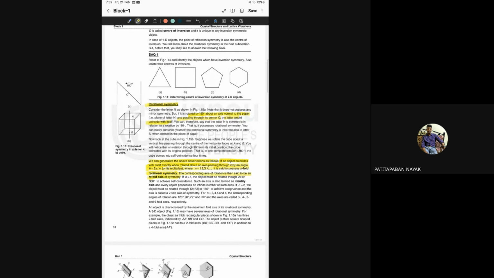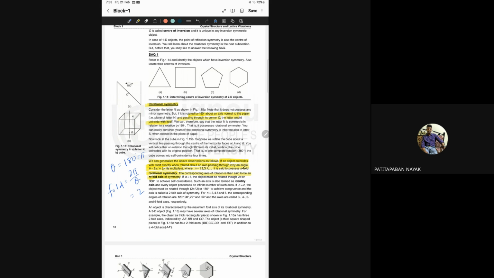8-fold rotational symmetry. So wherever we see theta, we have to write down what theta is. Theta could be 180 degrees. Then how many fold symmetry is equal to 2 pi by theta. So theta is equal to pi, so this will be the two-fold symmetry. Okay. And this is very much important.